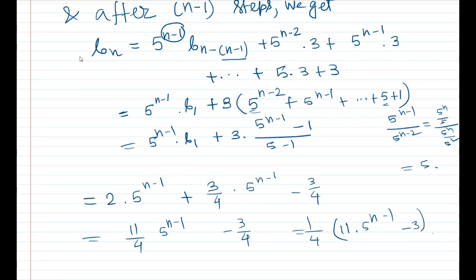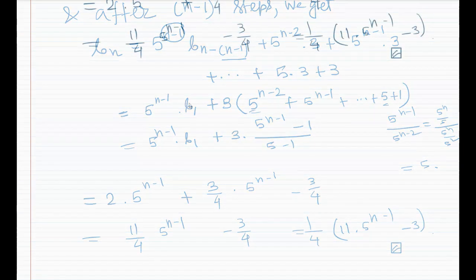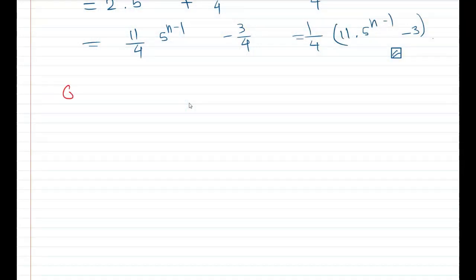So this is the explicit formula for getting the terms of the sequence Bn. So this is our answer. Now I am going to define the generating function.